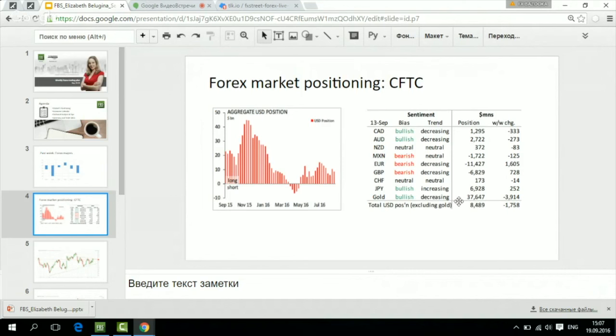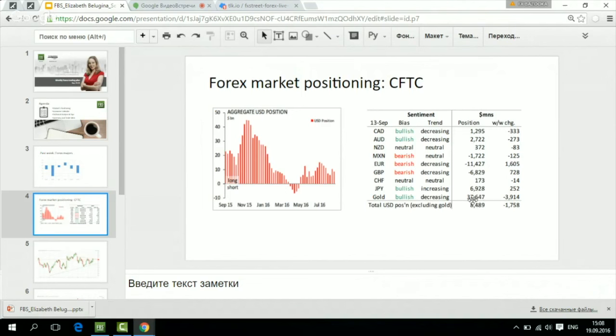And also pay attention to the Japanese yen. It is, on the contrary, in a net bullish position. It means that the total number of long positions on the Japanese yen exceeds the number of short positions. This shows that these net long positions are increasing, and the picture is rather bullish.